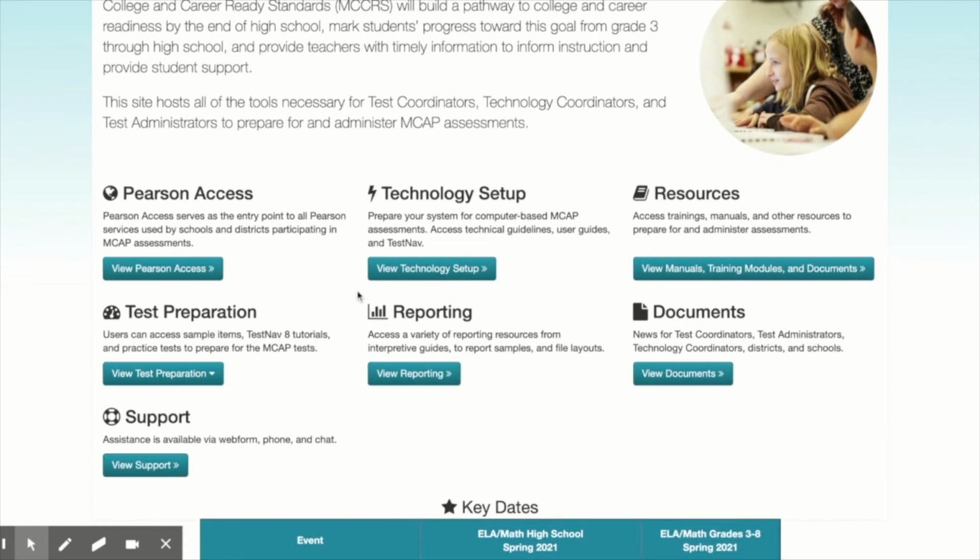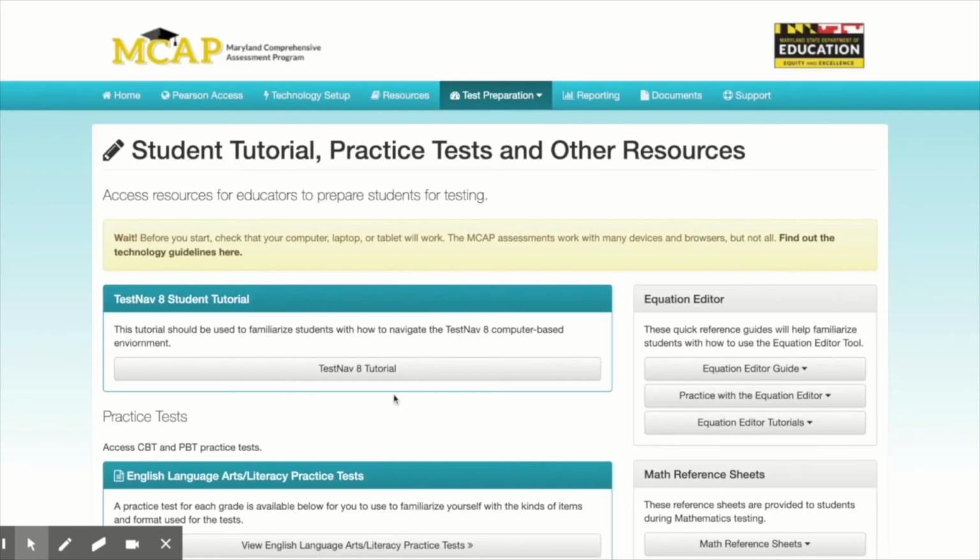So I'm going to go back to home. Once I go back to home, I'm going to go back to this test preparation. All right, I'm going to click that down button again. Now, I already clicked on tutorials. I'm going to click on practice tests. And this is something that, as a parent, will allow you to see what your students have to be able to do in order to do well on this test, and at least be able to navigate through the test easily.